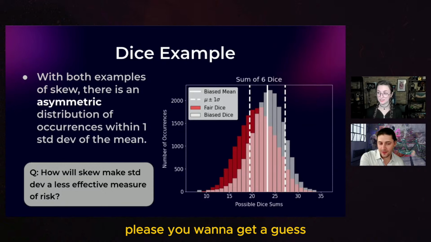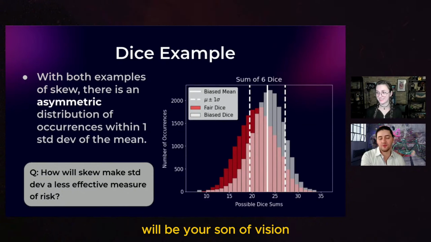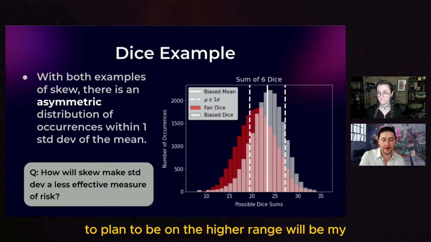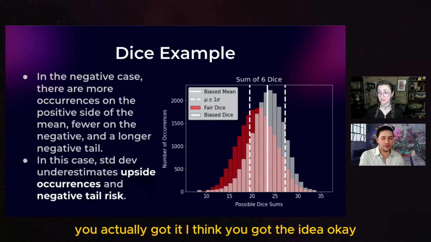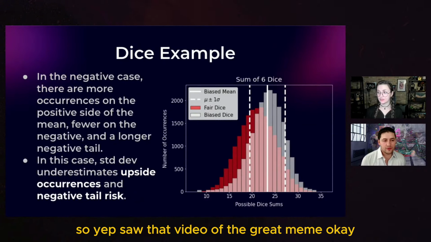Luis, you want to give a guess? Well, since you have a negative skew, it will be your standard deviation. You have it more to the upside, chances for it to be on the higher range. That would be my guess. No, you actually got it. I think you got the idea. Okay, so yep, saw that video.